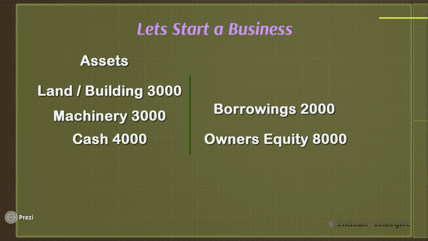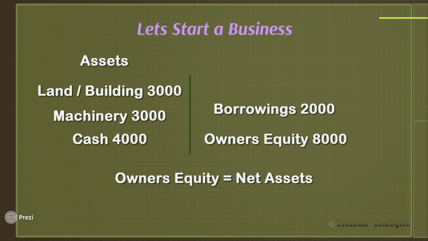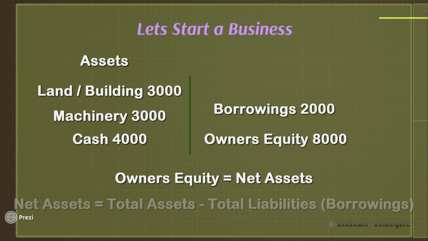Now this balance sheet reflects the fact that you don't have complete ownership of all the assets of the business. In fact, now your ownership is only limited to the net assets of the company. Net assets is essentially the value of assets after settling your liabilities due to borrowings. Hence, net assets is defined as total assets minus total liabilities. This is so because now the business has an obligation to people who have lent the business money.